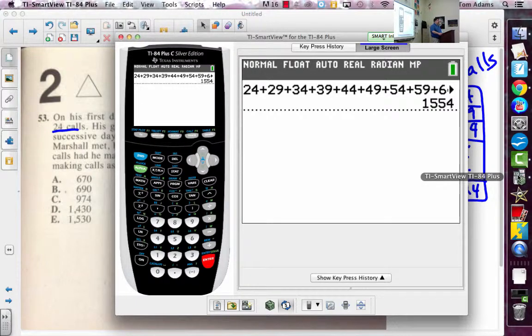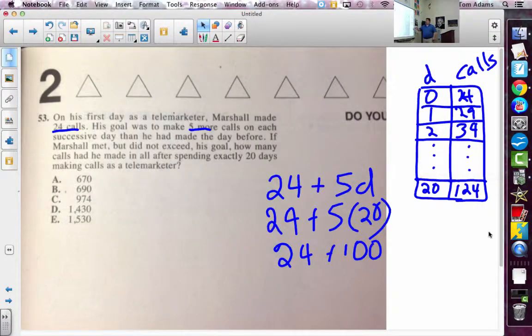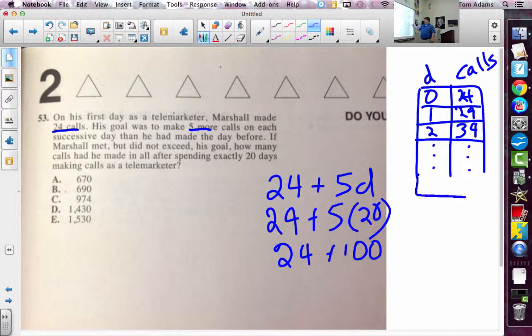Oh, I know what the problem is. I went one too many days, didn't I? That was 21 days if you start. Yeah, that would technically, if this is 0 days, right? Exactly 20 days isn't when it's 20, it's when it's 19. So, really, if it's exactly 20 days, I should have started with 1, but that's okay.